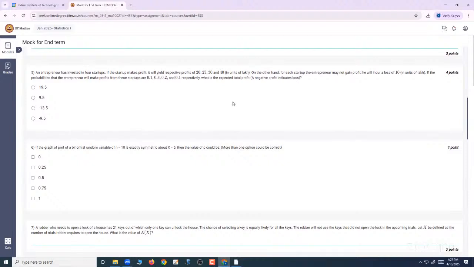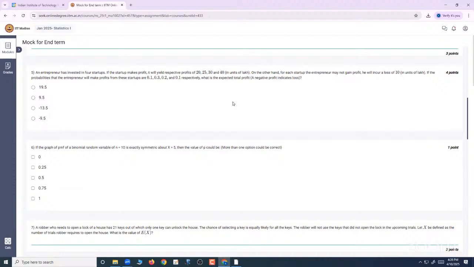If the graph of a PMF of a binomial random variable with n equal to 10 is exactly symmetric about x equals 5, then the value of p could be what? 0.5 only, that's the only possibility, because only at 0.5 will it be symmetric. Exactly. We have a sample size of 10 and the middle is 5, so it is symmetric about 5 only. That means the value of p would be equal to 0.5 only.